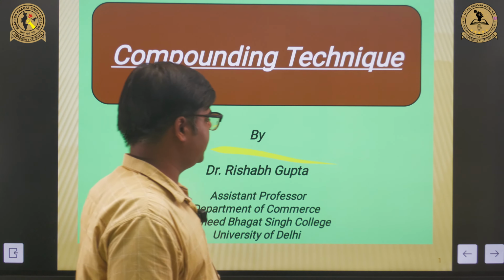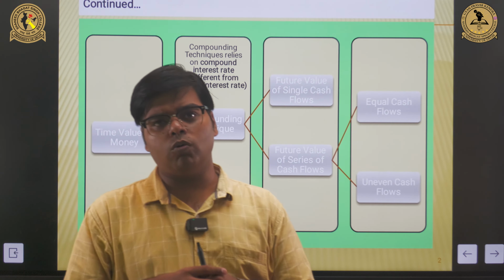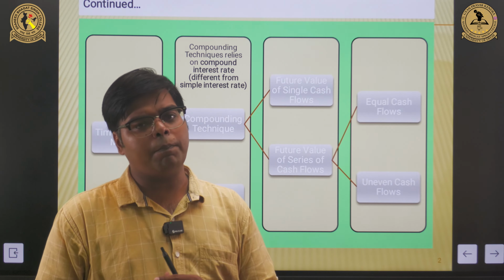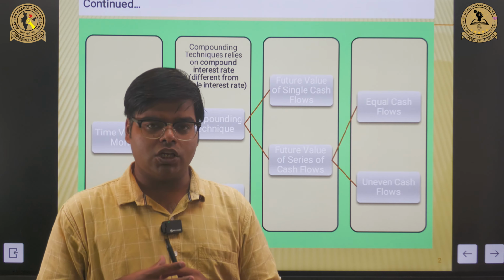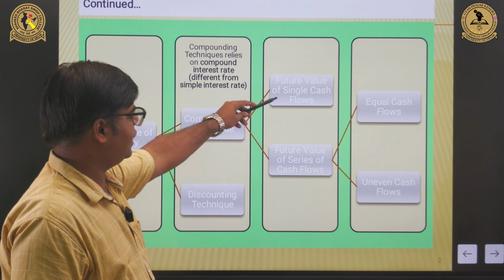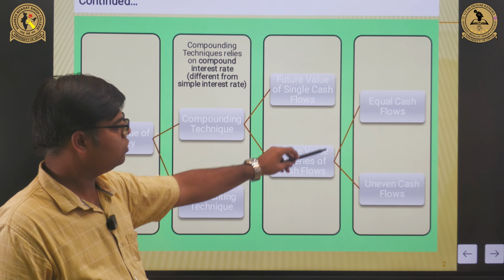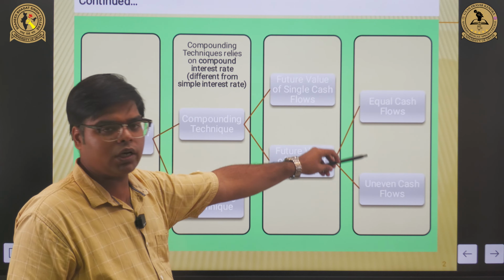In today's session we will be understanding a prominent component of time value of money, that is compounding techniques. Compounding techniques work upon a concept similar to compound interest rate, and it includes future value of single cash flow and the future value of series of cash flows, which again include equal cash flows and uneven cash flows.